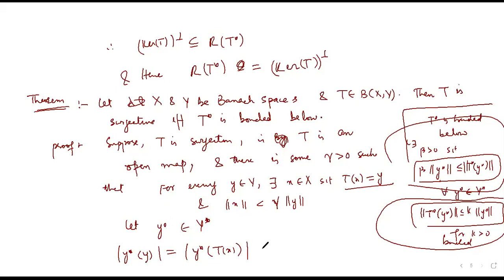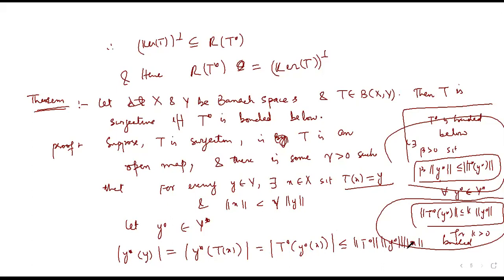So what will that be? That can be written, by the definition of the adjoint, as t star applied to y star at x. Conjugate, not adjoint; conjugate is a little different thing. So this is a bounded linear operator, so this would be less than or equal to the norm of t star. Then what results will be less than or equal to the norm of y star into the norm of, what is left, x.